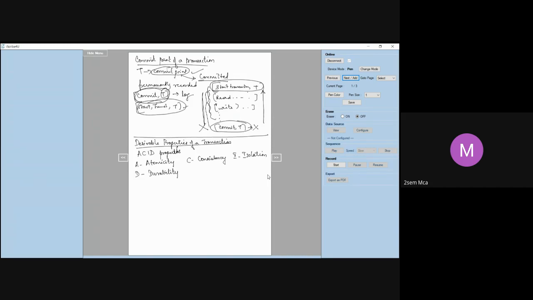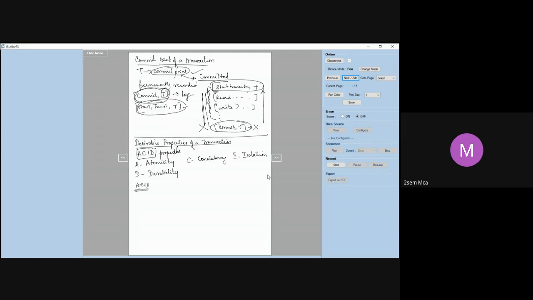As I told, transactions should always possess some important properties. These properties of a transaction, you call them ACID properties. What does ACID stand for? A stands for atomicity, consistency, isolation, and durability. So these four important properties are what we'll be dealing with next.